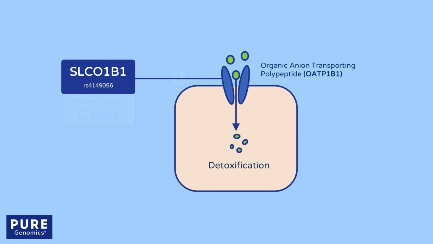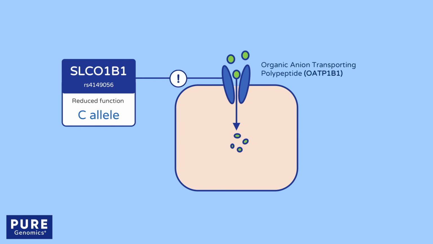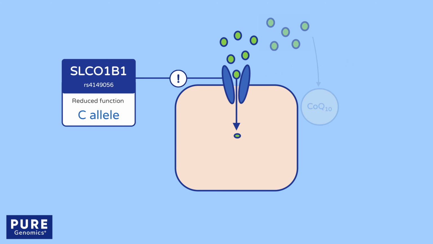detoxification occurs. Individuals with the C allele of a common polymorphism produce a less functional form of the transporter, slowing the uptake and metabolism of the drug. This allows the drug to reach higher levels, increasing the likelihood of coenzyme Q10 depletion.